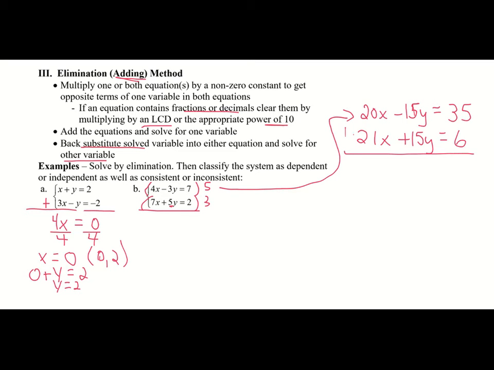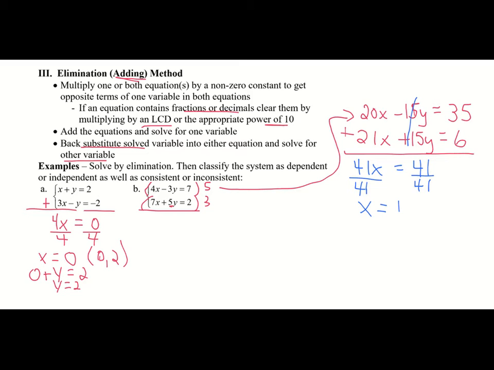So now that I have opposite y values, I can add the two equations together. 20x plus 21x gives me 41x, and then my 15s cancel out, so my y's cancel. And 35 plus 6 gives me 41. Then I solve for x, so I divide both sides by 41, and x equals 1.